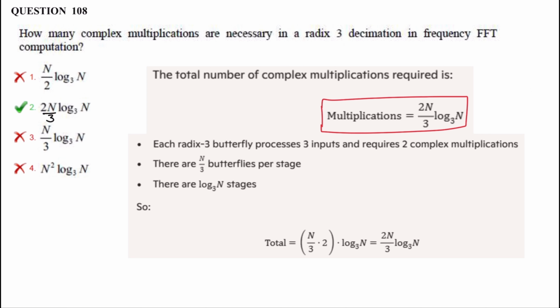Next question. How many complex multiplications are necessary in a radix 3 decimation in frequency FFT computation? The total number of complex multiplications required is (2N/3) log base 3 N. Correct answer is option 2.